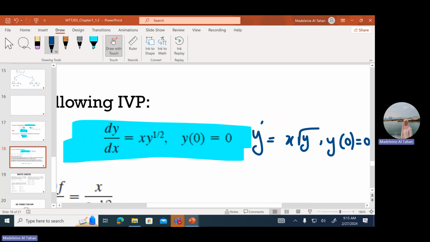What's x naught here? You got the 0 from here or from here? The left. Integrate or differentiate? I'm not saying solve. Does it have a unique solution or not? You need that.